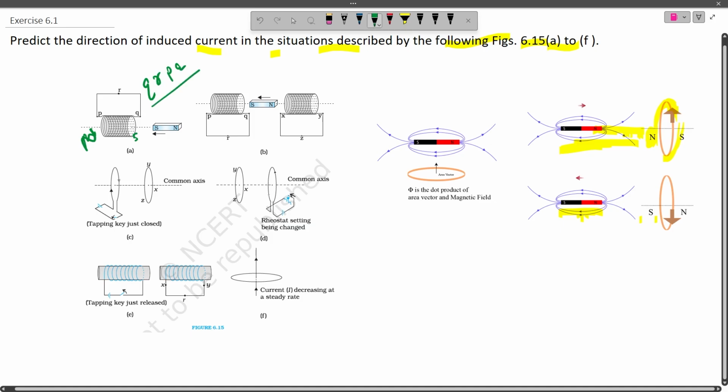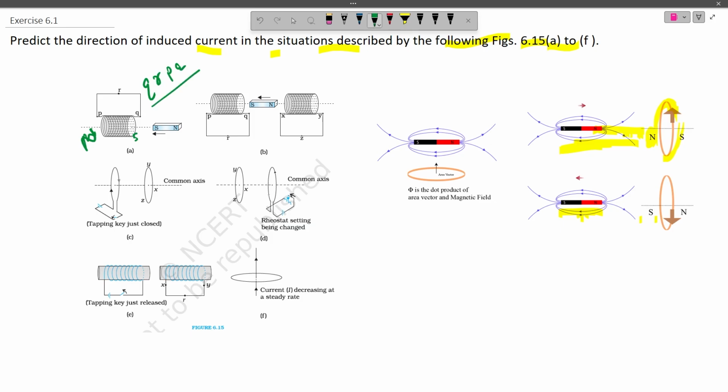Similarly, in this figure we see that the south pole is moving towards the Q point. Again, the induced current will be produced such that a south pole gets created over here and a north pole gets created over here. From the right hand thumb rule, the current will flow from PRQ in this circuit.